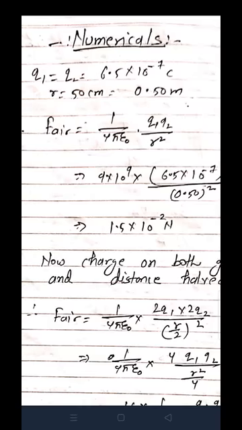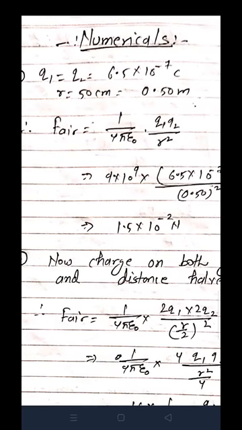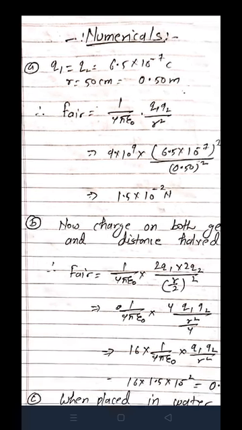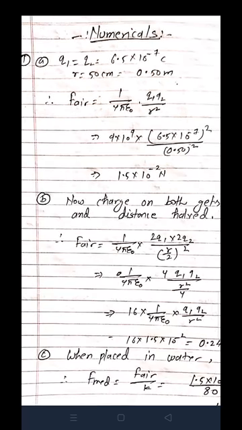So the first numerical is that you can see over here that there are two charges Q1 and Q2, each having charge of 6.5 into 10 to the power minus 7 coulomb. What is R? R is the distance between the charges. It is given as 50 centimeter, so we must convert into meter. It will be 0.50 meter. We need to find the force between those charges when they are placed in air.